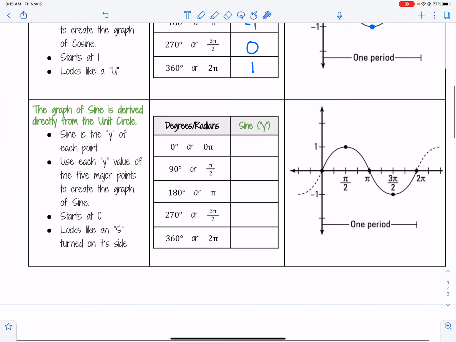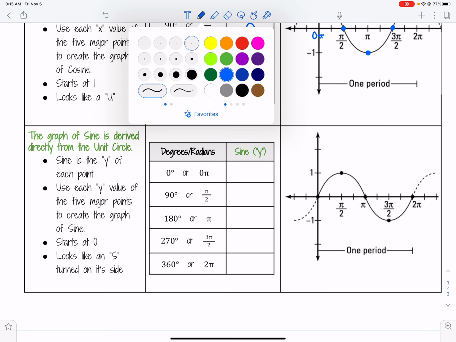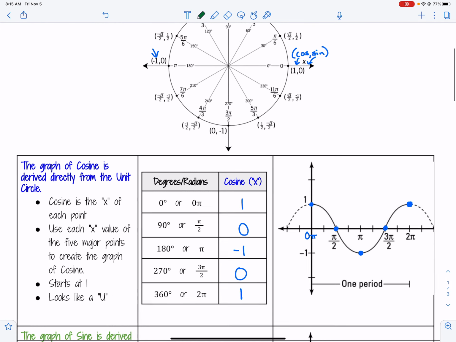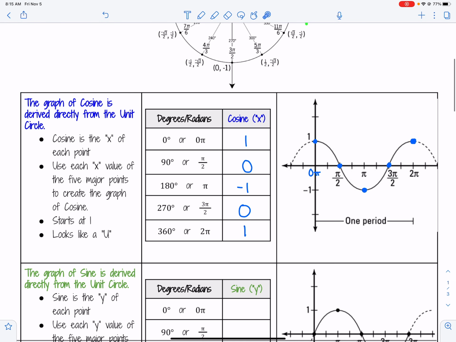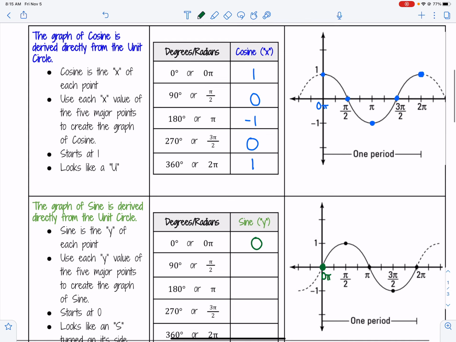They are directly related. So let's look at the sine values for our unit circle. In the same way, we're going to look at the y value of each coordinate and plot those on our graph. So if we go back to 0 degrees or 0 pi, notice our sine value right there is 0, the y value. So let's go down here to our table and put 0. And then notice on the graph that that definitely relates to what we have plotted right there. 0 pi is plotted at 0.